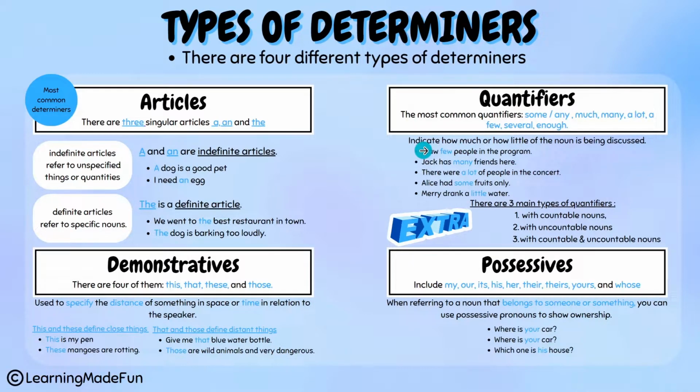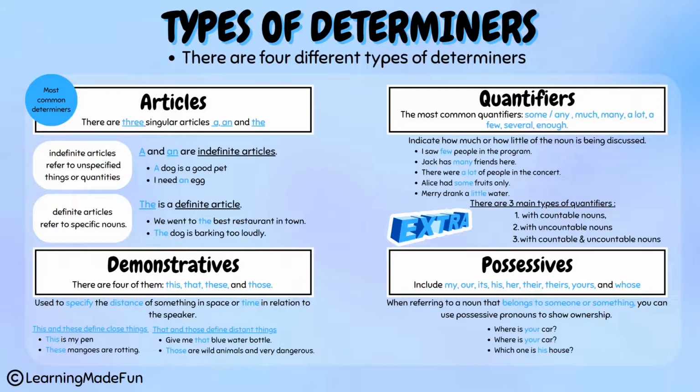Okay, and the last type is possessives. They include my, our, its, his, her, their, theirs, yours, and whose. So these determiners, they refer to who the noun belongs to. So when referring to a noun that belongs to someone or something, it refers to who or what the noun belongs to. You can use possessive pronouns to show ownership.